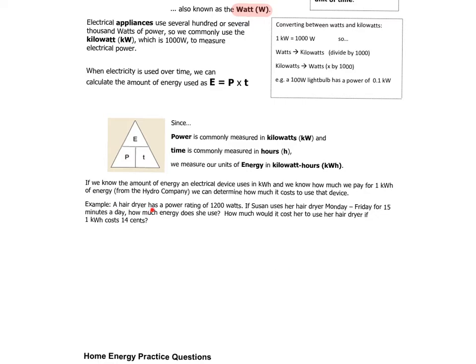A hairdryer has a power rating of 120 watts. So right away, you should start highlighting these numbers, and we know it's power. If Susan uses her hairdryer Monday to Friday for 15 minutes a day, and there's time, how much energy does she use? And we want to know energy.